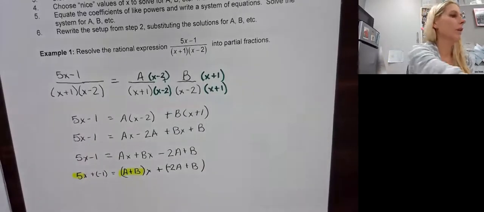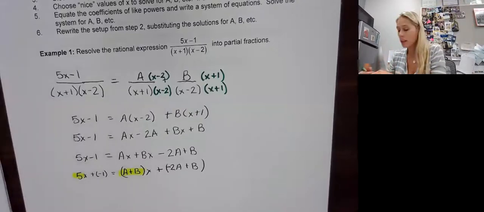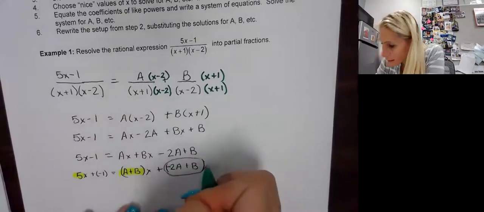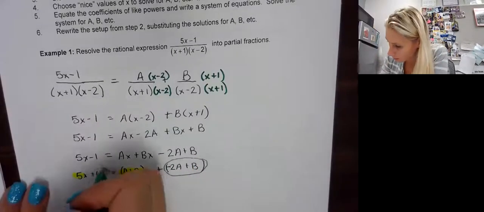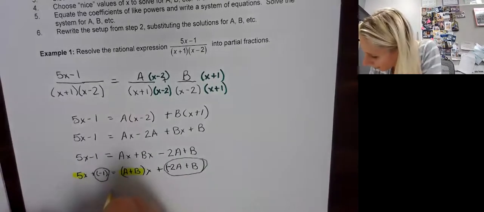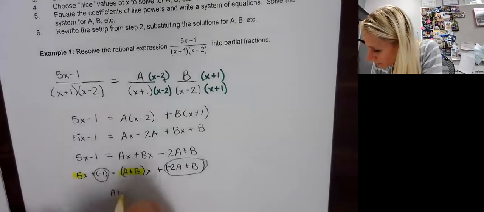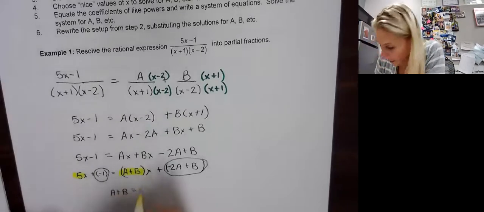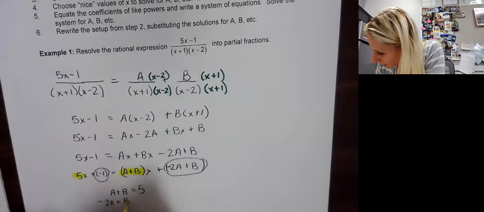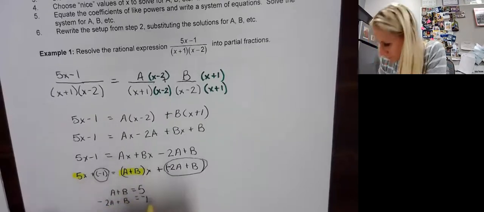Okay. Of course, I don't have another highlighter, so I'm going to have to use something else. And this constant right here equals this constant. So now I'm able to write a system to help me solve for a and b. So right now I have a plus b equals 5. And I have -2a plus b equals -1.